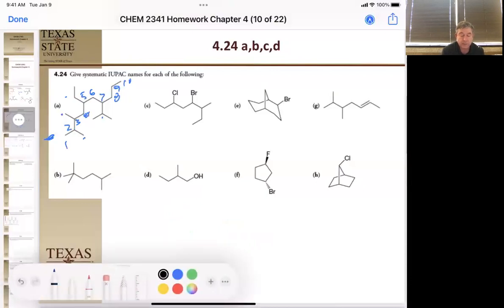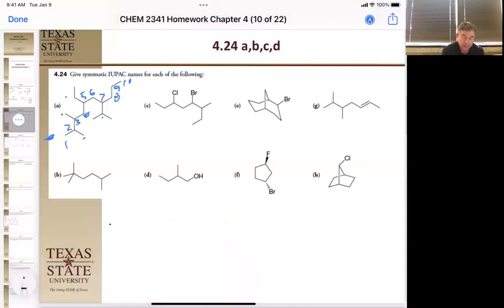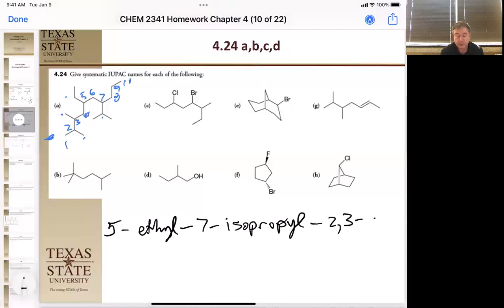And so our final thing is going to be, let's see, our ethyl group is on the number 5 carbon. So we're going to have 5-ethyl-7-isopropyl-2,3-dimethyl. We have 10 carbons, decane. All right, so we followed all our rules. We found our longest chain, got our numbering system, assigned alphabetical order to our substituents, and put everything together.